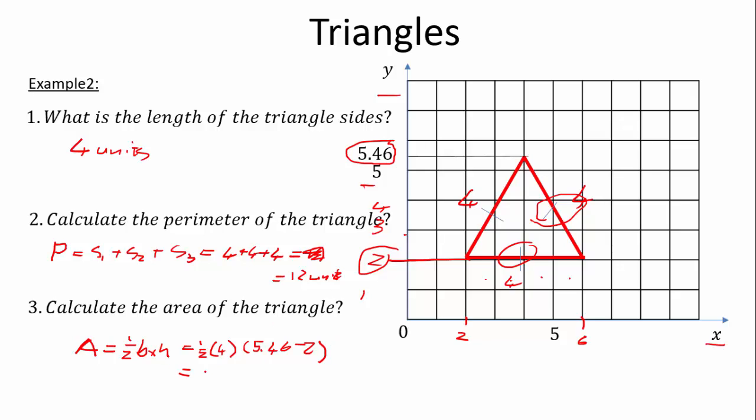Right, so what's a half of the base? That's 2. What is this total? That's multiplied by 3.46. What is 5.46 minus 2? 3.46. What is 3.46 times 2? That is equal to 6.92 units squared. Don't forget the squared, it is so important. Okay, let's move on to another example.